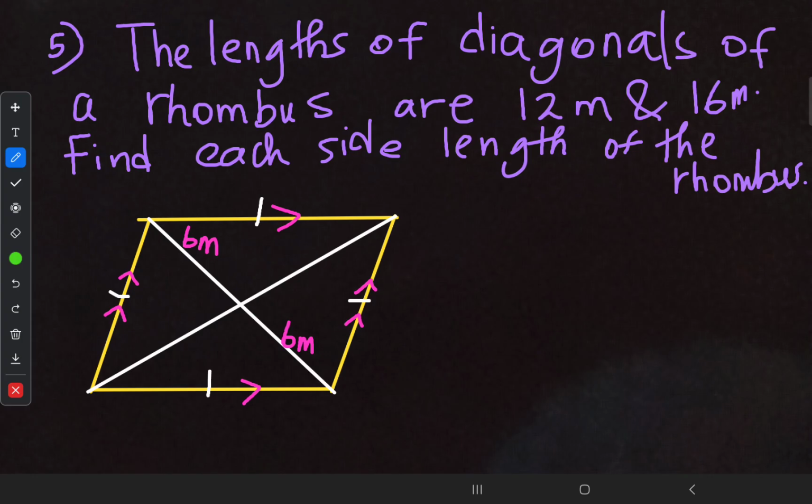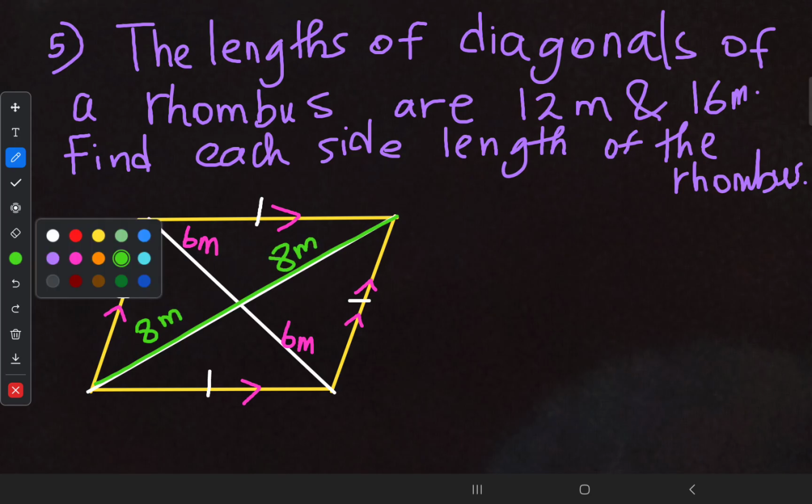Because diagonals in a rhombus will bisect each other. This diagonal will bisect this one. Similarly, this diagonal will bisect this length into two equal portions. Similarly, the longest diagonal is 16 meters, so that can be split as 8 meters and 8 meters.